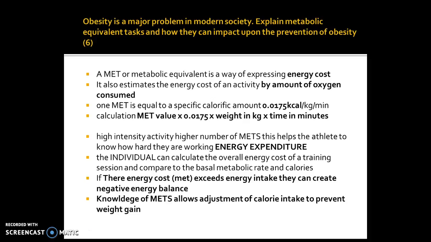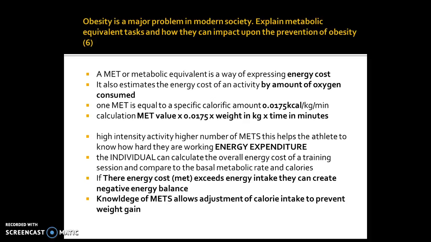So basically, you can see this MET has the potential, alongside basal metabolic rate, to maybe come in as a 20-marker. So it's really important that you can at least say what it is, the figure that's used, what that means, and then specifically how that can lead you to create a negative energy balance, which is vital for the prevention of obesity.